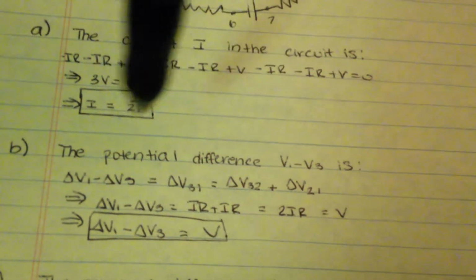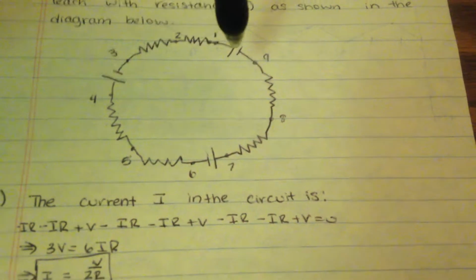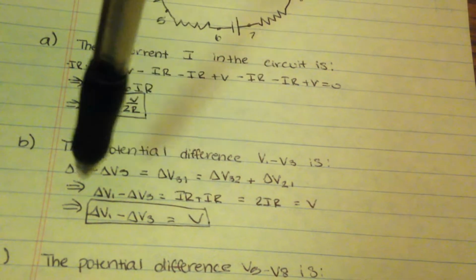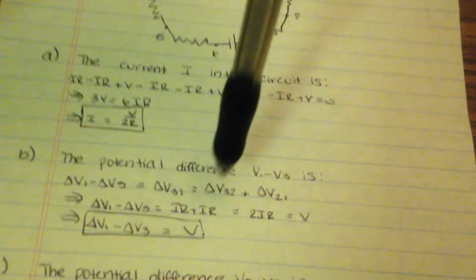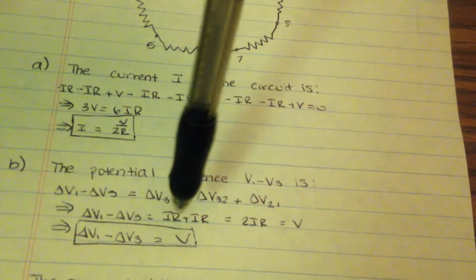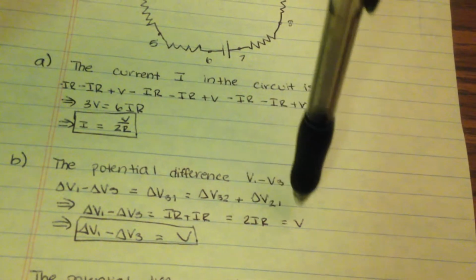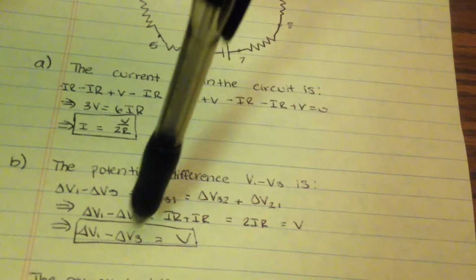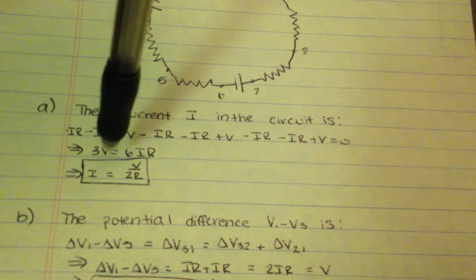Then the second part is part B, find the potential difference between V1 and V3. So you go up here, you see where you cross over. So you're crossing over 2 resistors. So delta V1 minus delta V3 equals delta V31, and that equals delta V32 plus delta V21. You're just passing over the different resistors from point to point. So you're going to have 2 IR terms, and those 2 IR terms equal 1 V. So then delta V1 minus delta V3 equals V. As you can see, these 2 IR terms equal 1 V term based on the ratio. So this is double what that is worth.